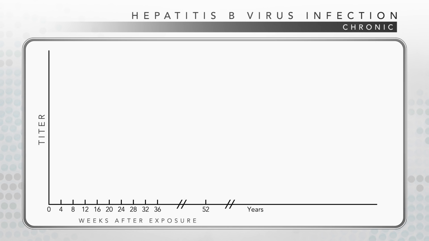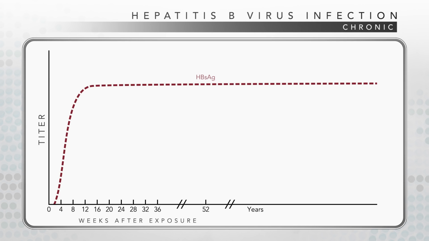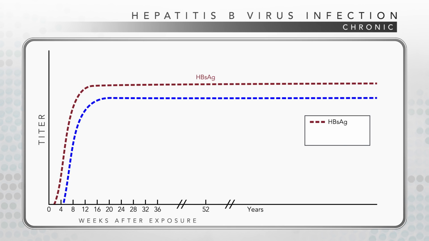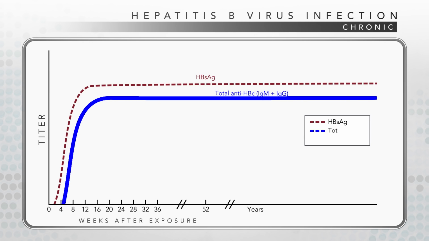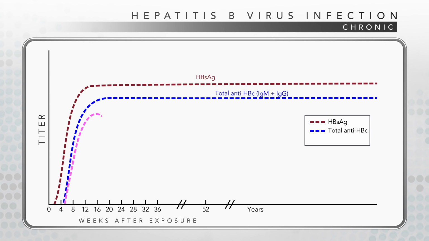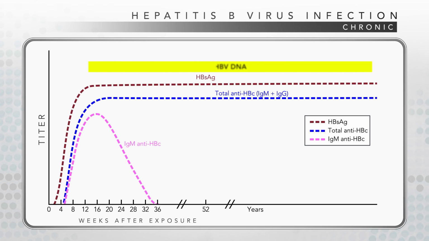A person with chronic hepatitis B virus infection will have both hepatitis B surface antigen, HBsAg, shown in red, and total antibody to hepatitis B core antigen, total anti-HBc, shown in blue, persistently detectable by serologic testing throughout the duration of chronicity. HBV DNA will usually be detectable in serum as well, using a nucleic acid test, or NAT.